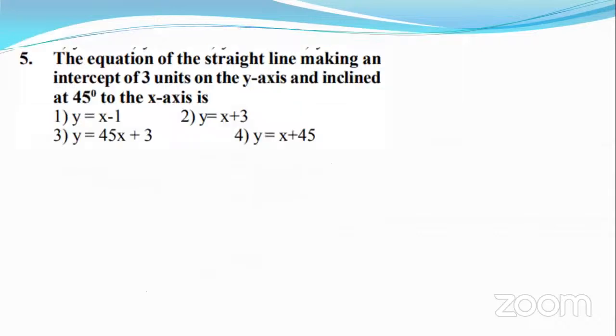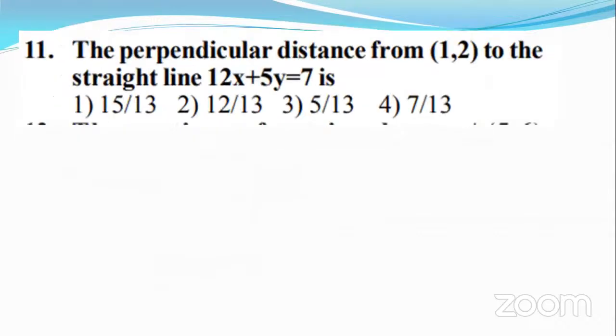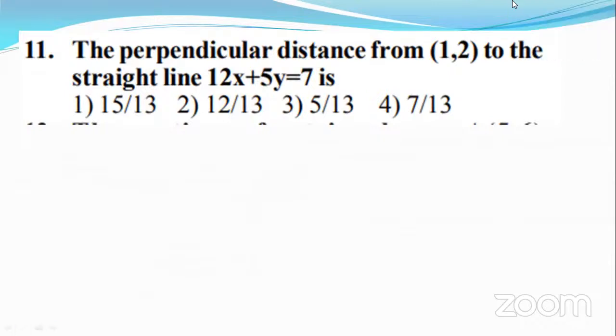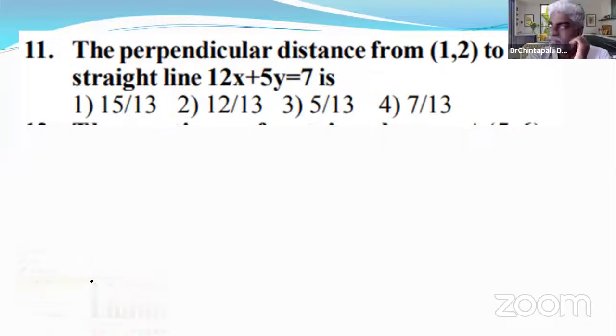There is a direct sum. Read this question. The perpendicular distance from (1, 2) to the straight line 12x plus 5y equals 7 is. That means it is the point (1, 2).